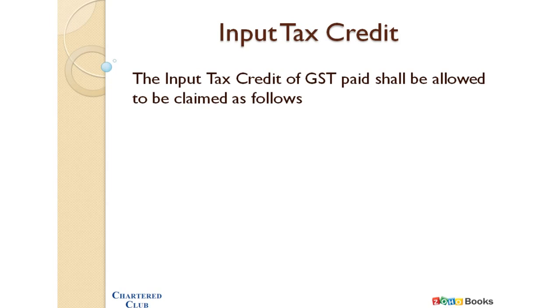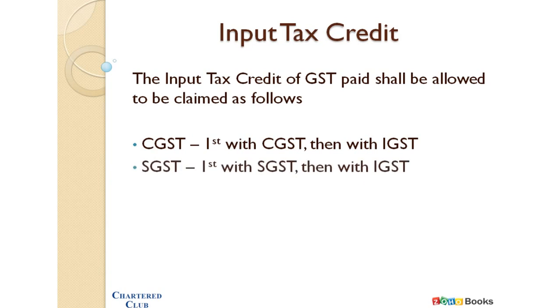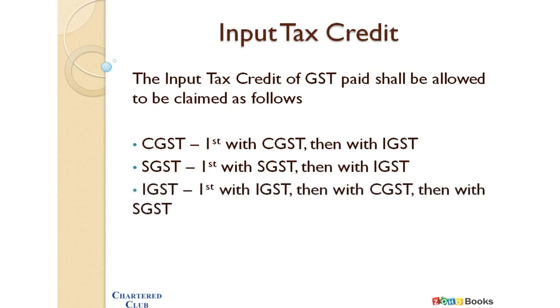The input tax credit of GST paid shall be allowed to be claimed as follows. The credit of CGST would first be allowed with CGST and then with IGST. The credit of SGST would first be allowed with SGST and then with IGST. The credit of IGST would first be allowed with IGST, then with CGST and then with SGST. It is important to note here that the credit of CGST cannot be claimed with SGST and the credit of SGST cannot be claimed with CGST.